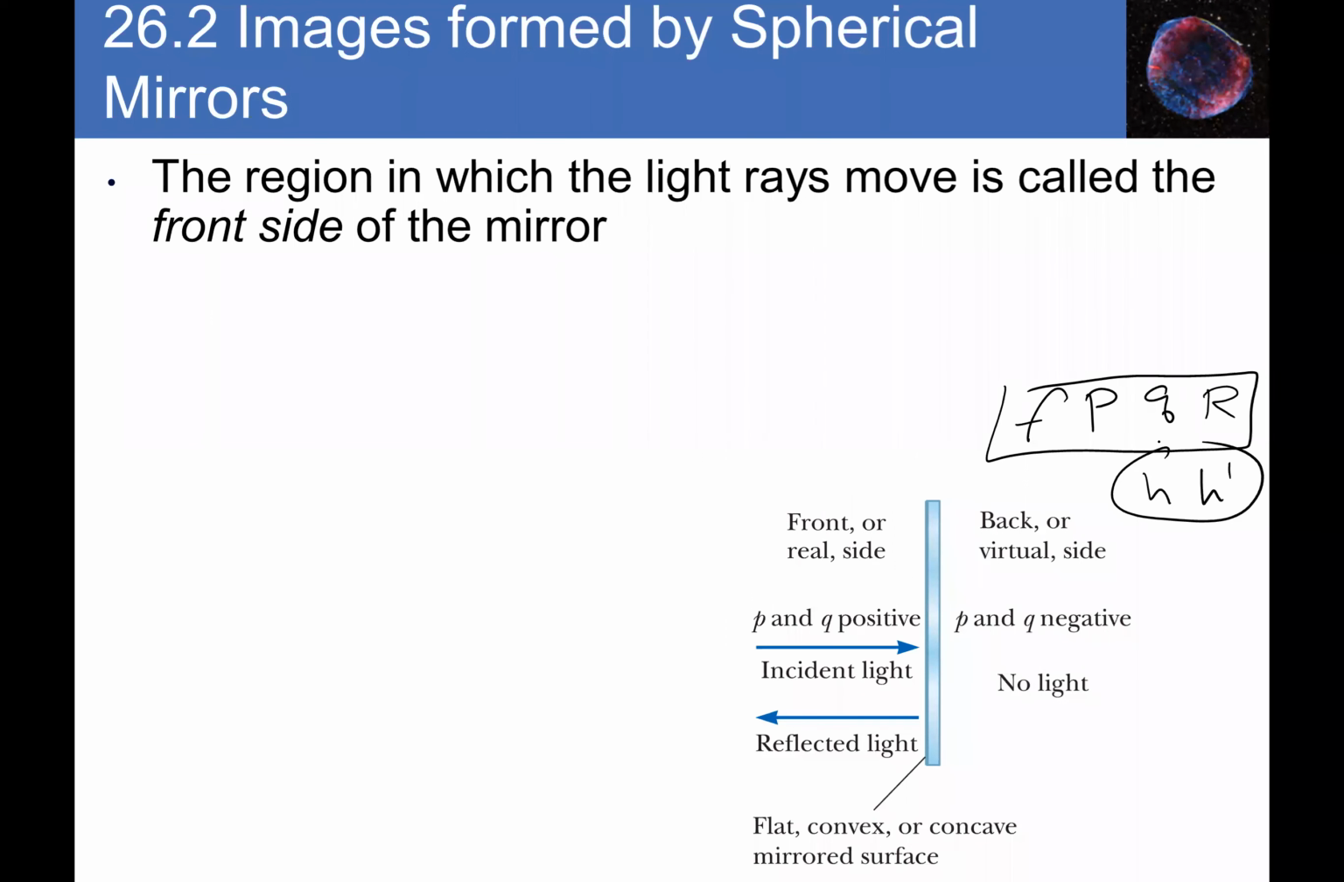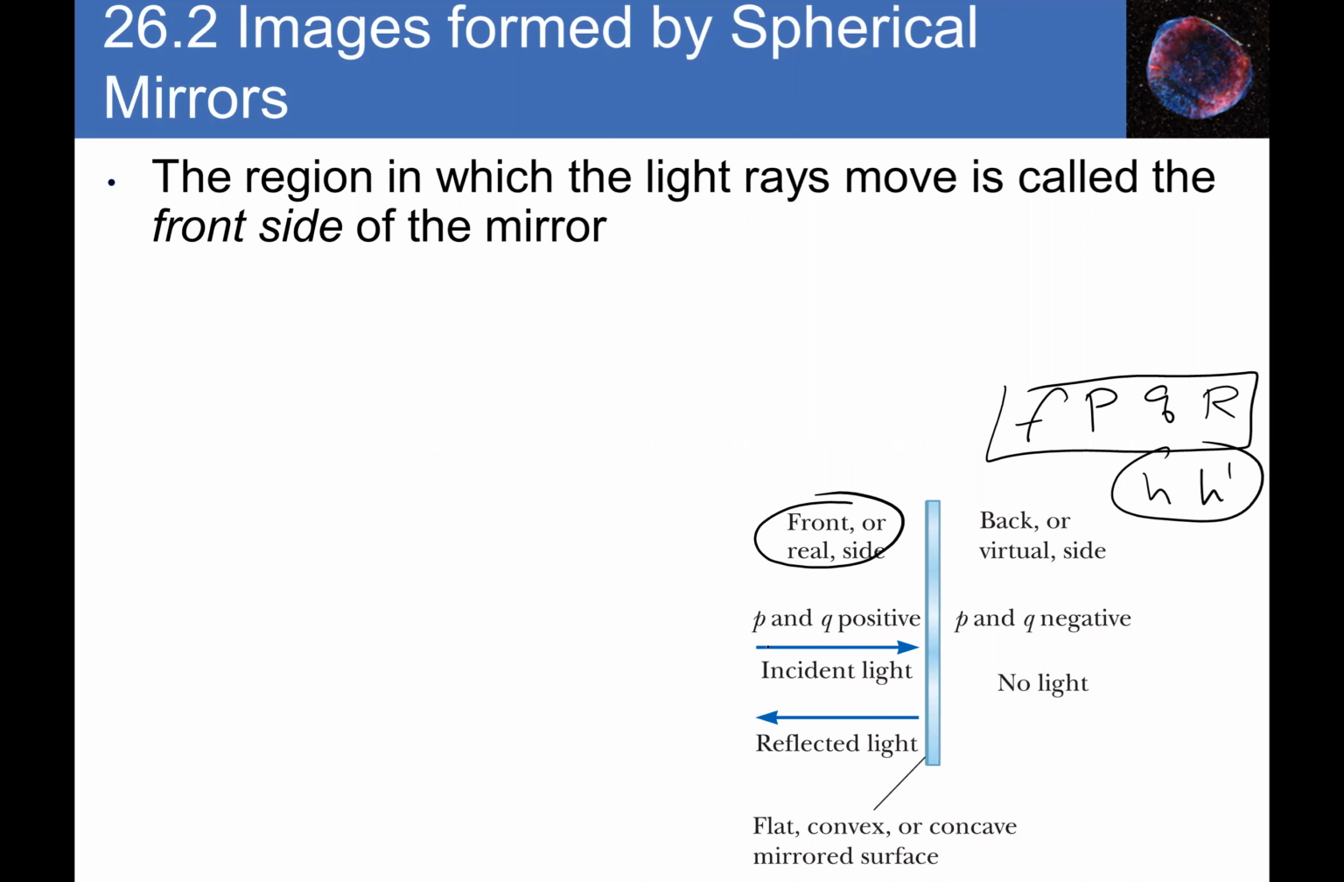So the region in which the light rays move is called the front side of the mirror. So you can see, right, front of the mirror. This is also known as the real side of the mirror, because only in front of the mirror will the light actually be able to converge. Remember, there's absolutely no real light going to the back of the mirror, right? Because it's a mirror, it reflects everything back. That means the front is the real side.